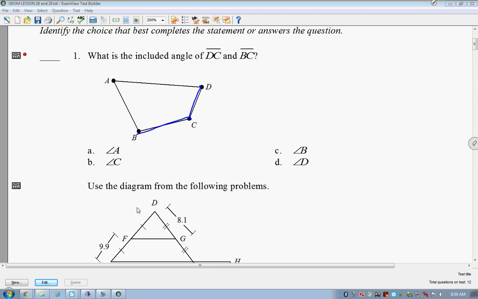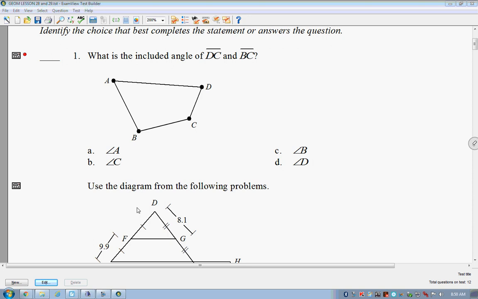Let me bring back our triangle. If this was my side and this was my side, wasn't this my included angle? Yeah? Based upon that, which angle over here on our left is our included angle? Angle C, okay? Good. We're all on board there.